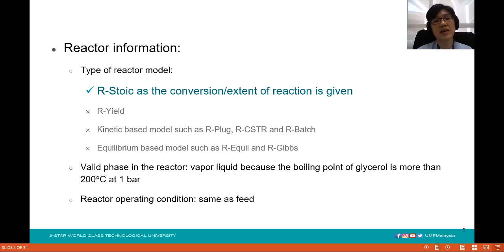The second point is the valid phase in the reactor. Based on the feed condition, where the temperature is 200 degrees C and 1 bar, we know that it is actually in vapor-liquid form, because the boiling point of glycerol at 1 bar is more than 200 degrees C, right? Going to the last point, the reactor operating condition, as mentioned, is the same as the feed.